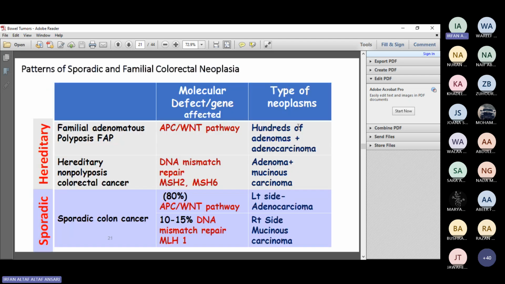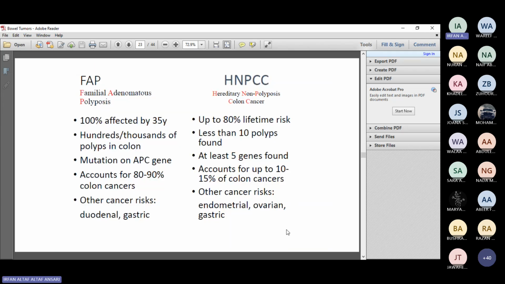And this is the specific type of gene: hereditary MSH2, MSH6, right-sided mucinous carcinoma. Here MLH1 sporadic MMR gene, right-sided mucinous carcinoma. So the difference between FAP and HNPCC: it is like 100% risk by 35 years. Here the risk is up to 80%.